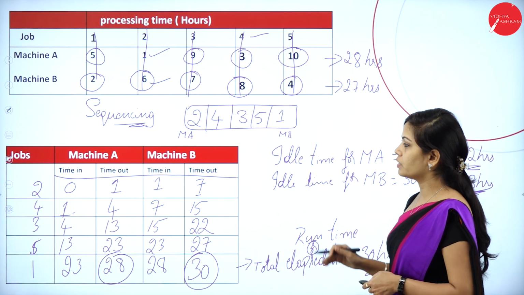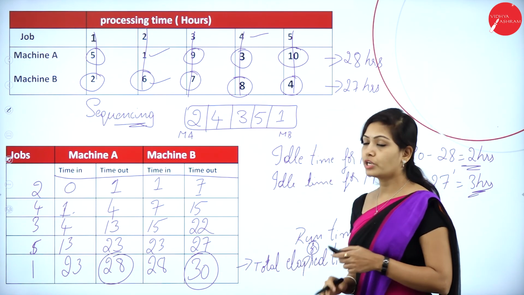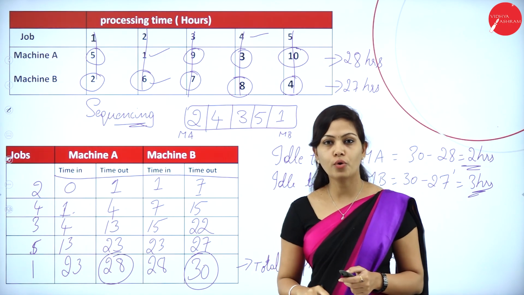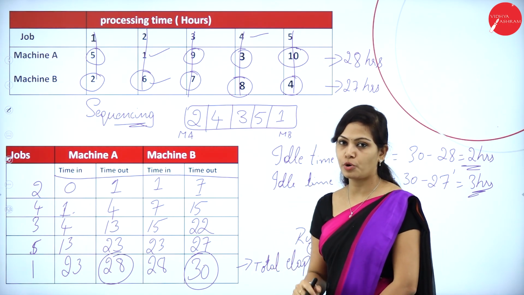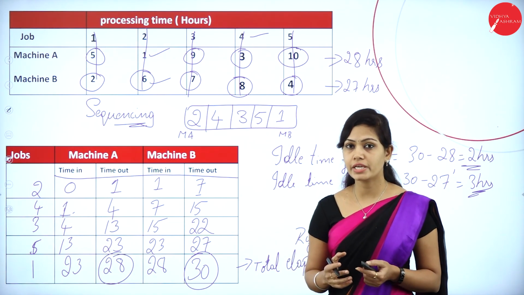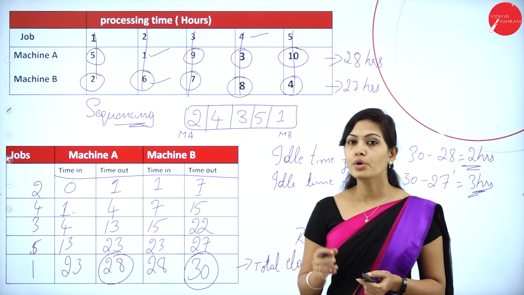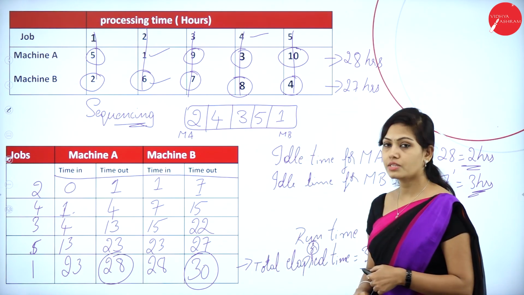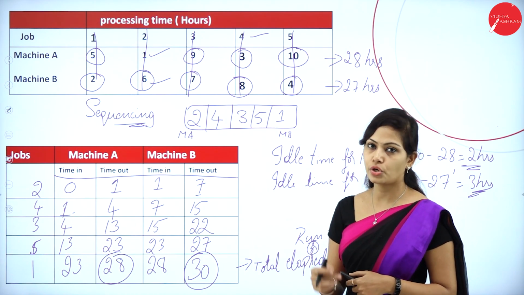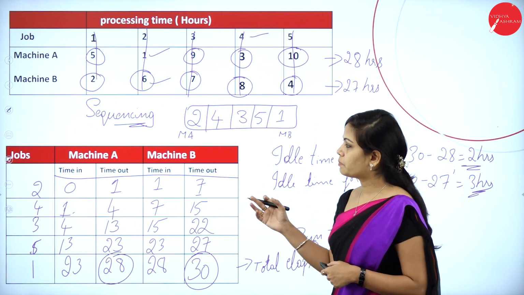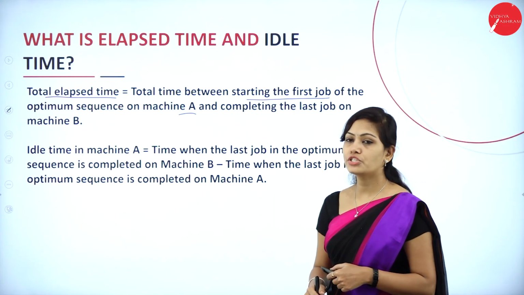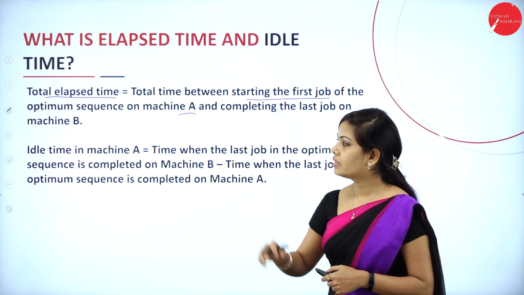So this is about your sequencing problem. So it is very simple, dear students. Easily you can solve this sequencing problem. You have only n jobs, 2 machines problems in sequencing. By applying Johnson's rule, easily we can simplify sequencing problems with 2 machines. Clear? So today you learned the basic concepts of sequencing and Johnson's rule also, and I have explained one example problem. So this is your definition of elapsed time and idle time.